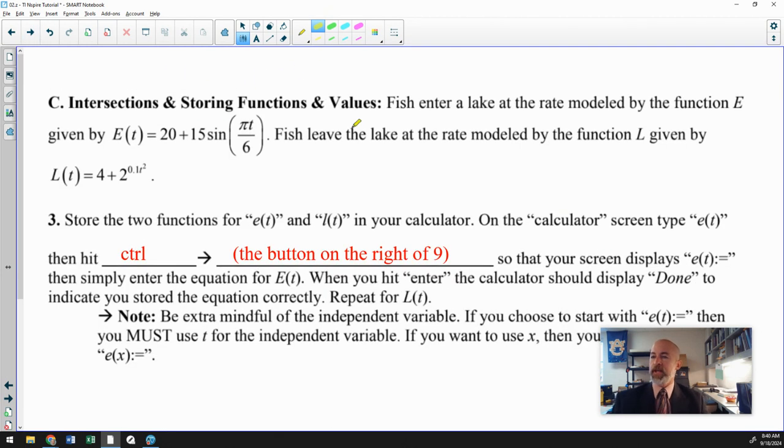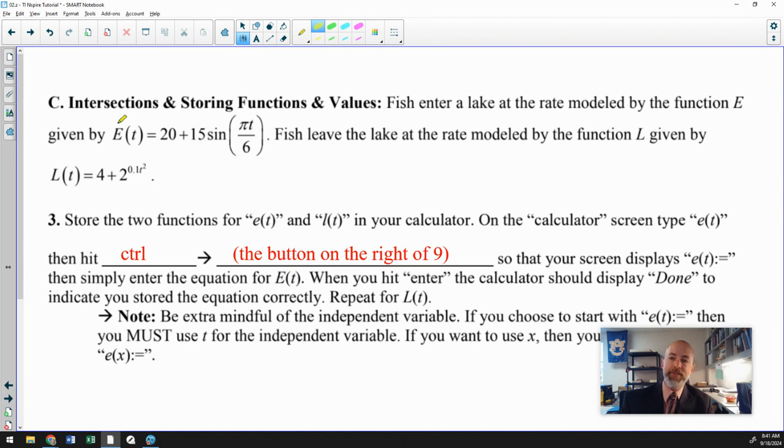Okay, so let's look at a different question, and these are functions that were used in the 2019 AP Calculus AB exam. Maybe it was BC as well, I can't remember. But we have two functions at play. We have the rate that fish are entering a lake, which is somewhat ugly. We have the rate that fish are leaving the lake, which is also somewhat ugly. It's not terrible.